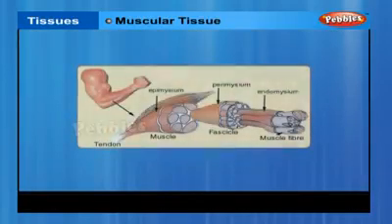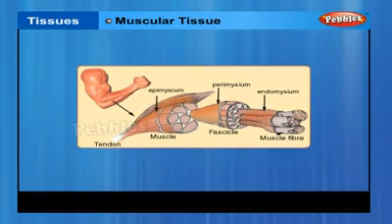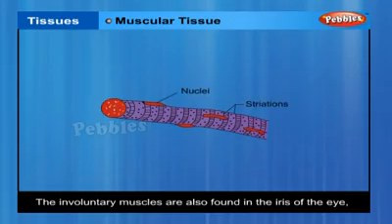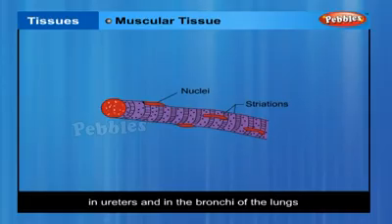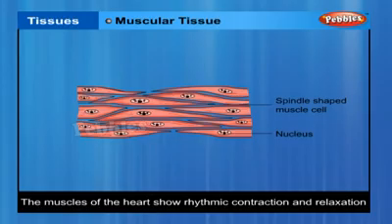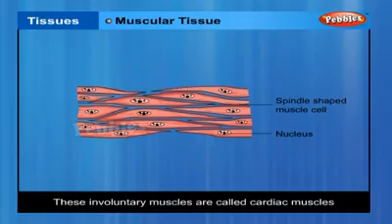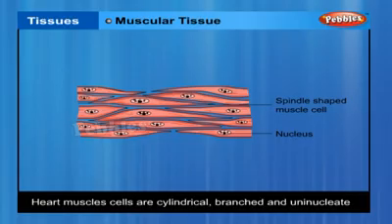The movement of food in the alimentary canal or the contraction and relaxation of blood vessels are involuntary movements. Smooth muscles or involuntary muscles control such movements. They are also found in the iris of the eye, in ureters, and in the bronchi of the lungs. The muscles of the heart show rhythmic contraction and relaxation throughout life. These involuntary muscles are called cardiac muscles. Heart muscle cells are cylindrical, branched, and uninucleate.